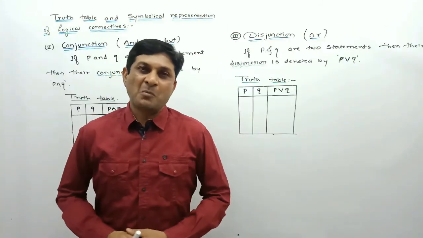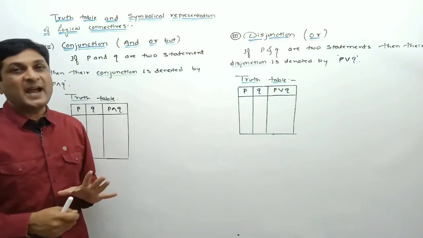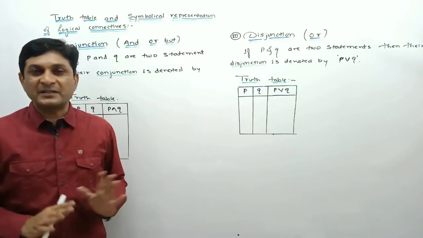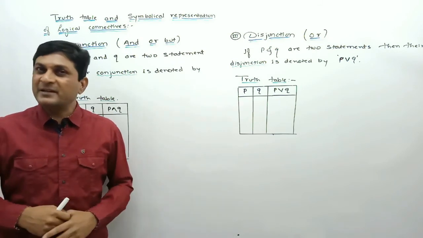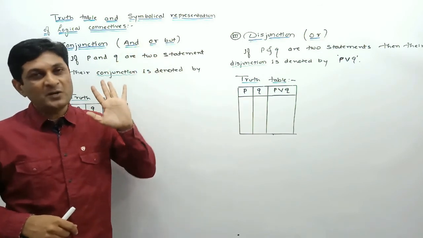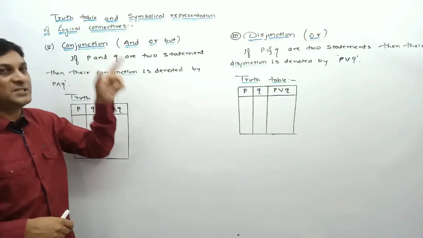Now let us discuss about second logical connective. Our second logical connective is and. If instead of and we are using but, at that time also, meaning of statement does not change. That's why instead of and you are able to use but also. And this logical connective is called as conjunction.